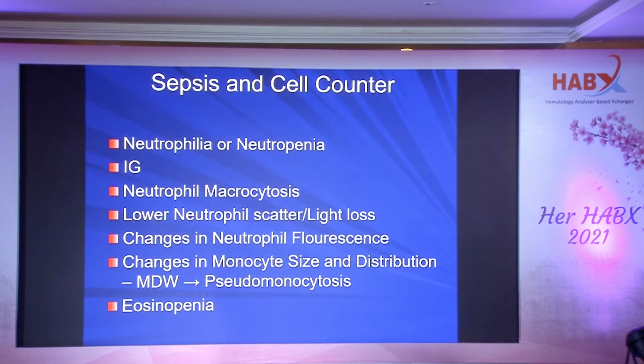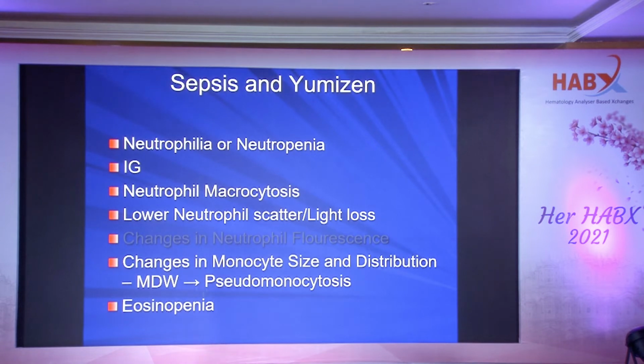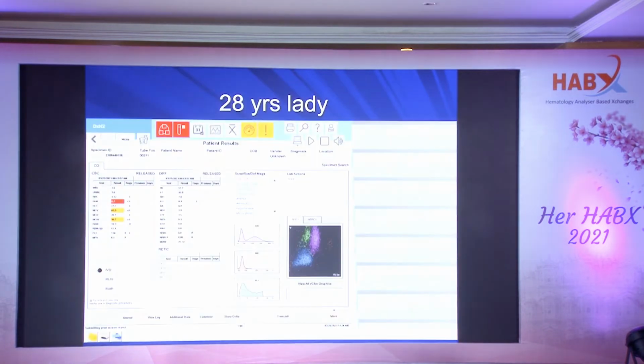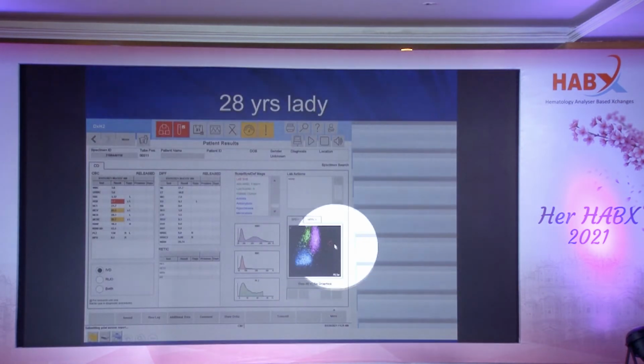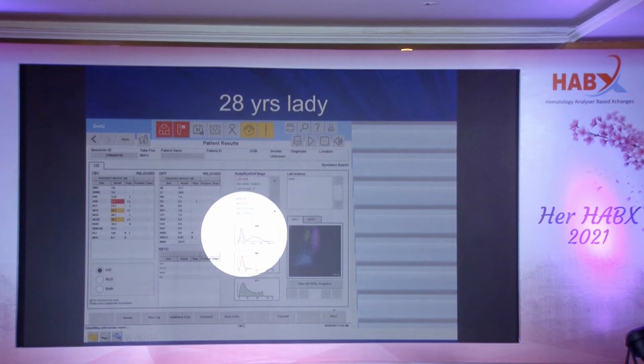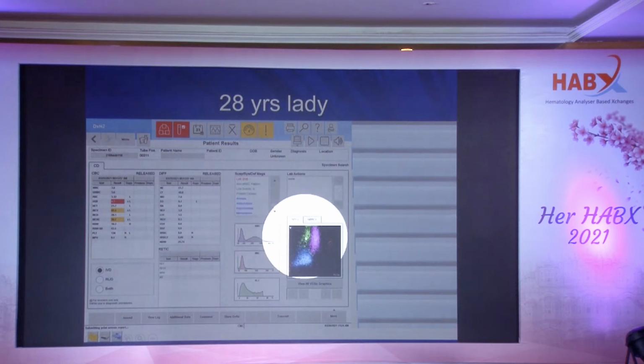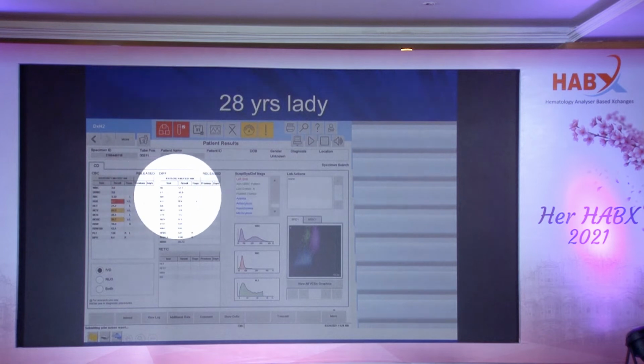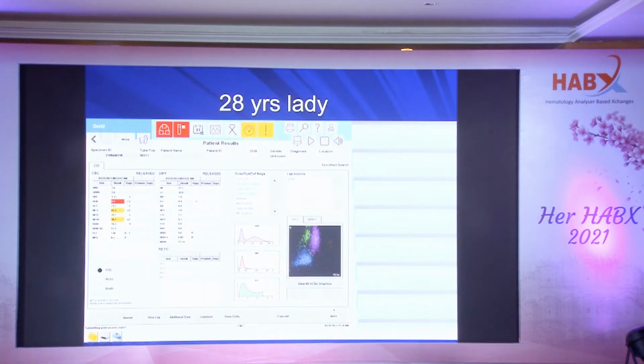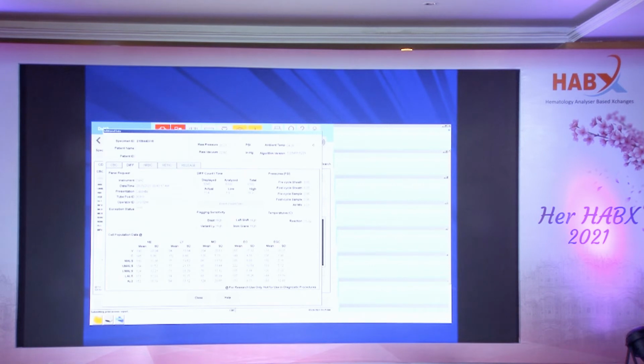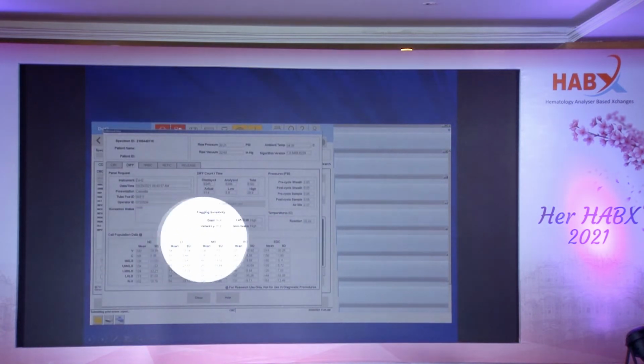Let us see how cell counters handle it. So we saw Beckman-Coulter, we saw Sysmex. Now we have got our own HORIBA. There is no fluorescence in HORIBA other than reticulocyte count. So this is a case here. I can show you. Obviously there's some immature granulocytes. You can see there's a left shift. There's no monocytosis, but you can see it's got almost 8% monocytes. Look at the neutrophil volume, it's 190, which is very high. Monocyte volume is also very high.